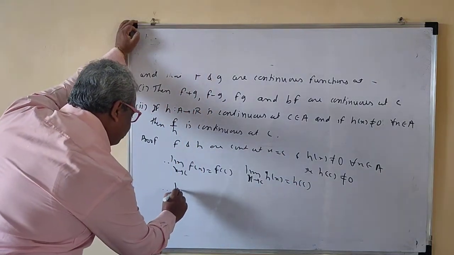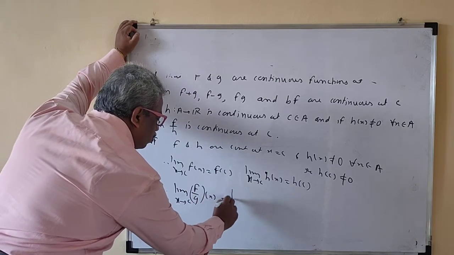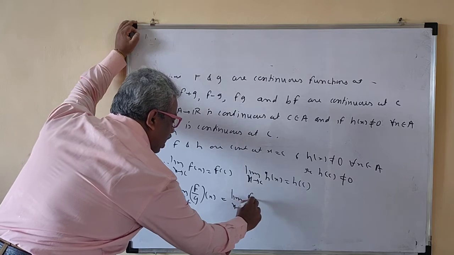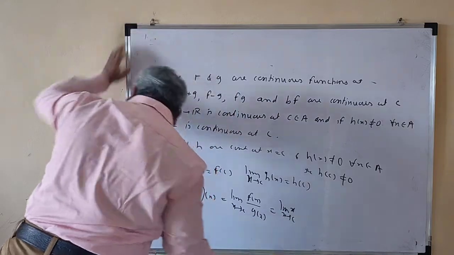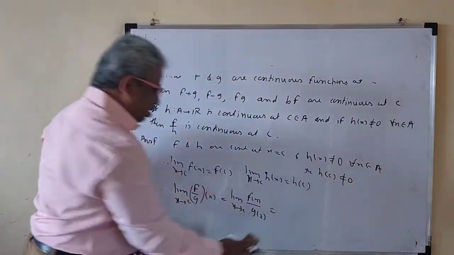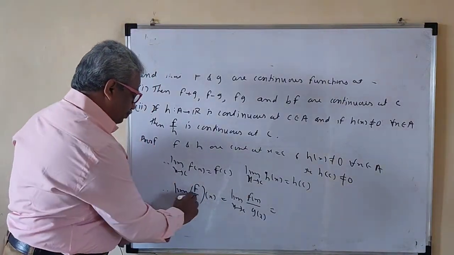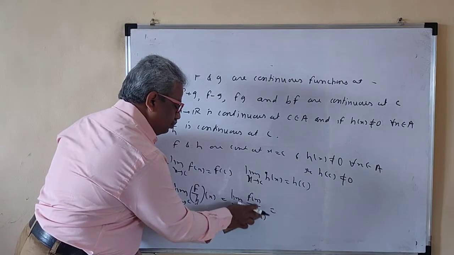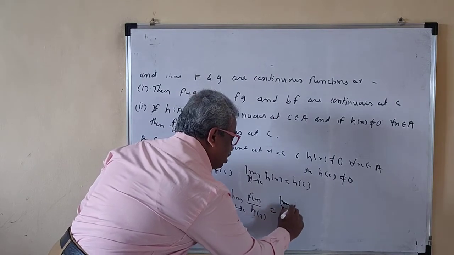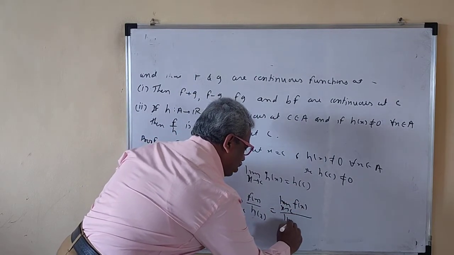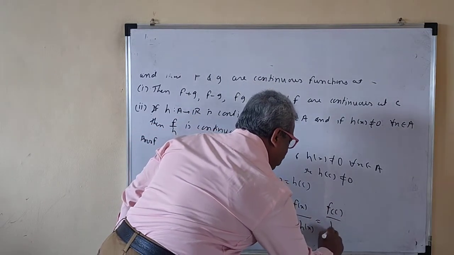So the limit as x tends to c of f upon g of x. Limit of the division is the division of the limits. This is not g now, this is h. So this is the limit as x tends to c of f(x) upon the limit as x tends to c of h(x), which is f(c) upon h(c).